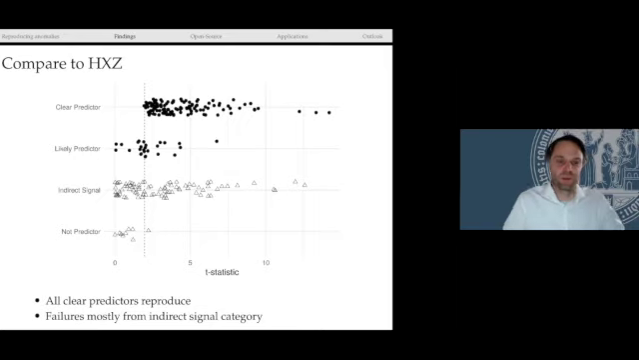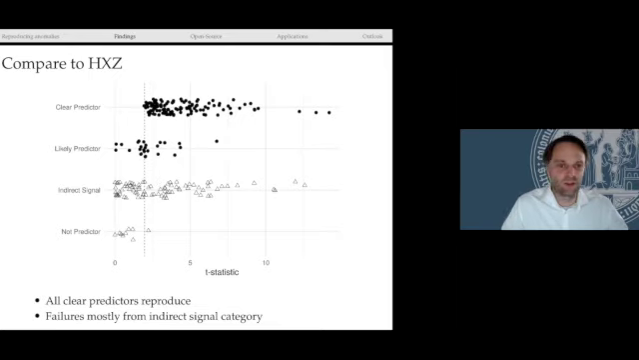Comparing to the subset of predictors that are in the Huzhou Zhang paper. The Huzhou Zhang paper investigates lots of clear predictors, lots of likely ones, but also some of the not ones and many of the indirect ones. As you can see here, all the clear predictors in the Huzhou Zhang paper actually reproduce, and the failures, the ones that have low t-statistic, almost all of them come from the indirect signal category, where the original paper has not examined the variable directly.